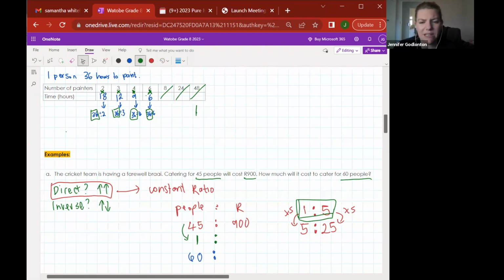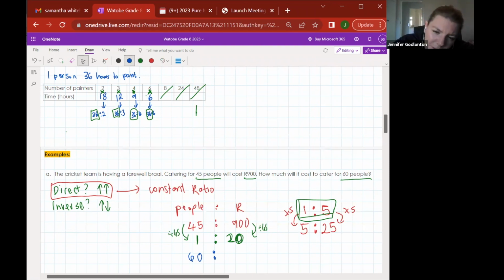What do I need to divide 45 by to get an answer of 1? 45 divided by what? 45, exactly. 45 divided by 45 is going to give me 1. Now, because it's a ratio, what we do to one side, we have to do to the other side. So if we divide 900 by 45, we're going to get 20. Okay, so that is what our constant ratio is. That's what we're wanting to get.